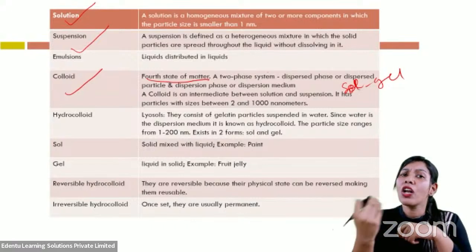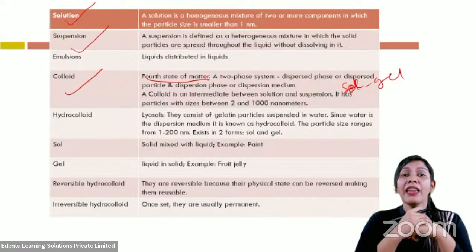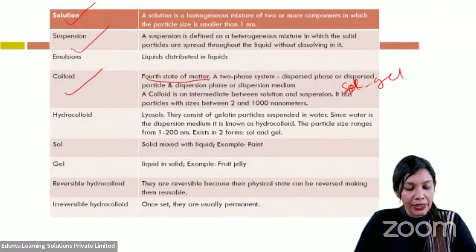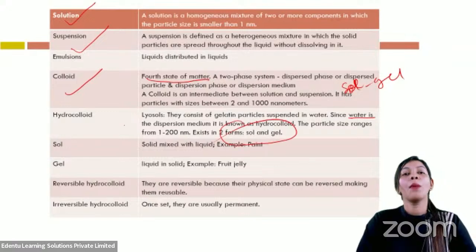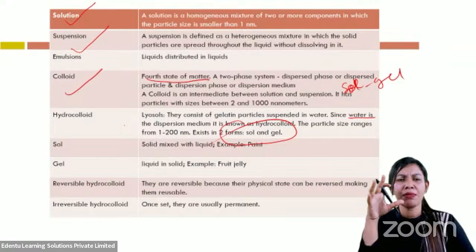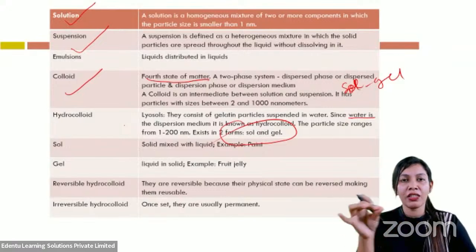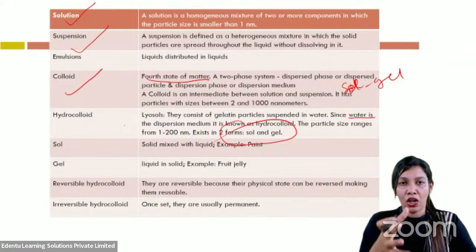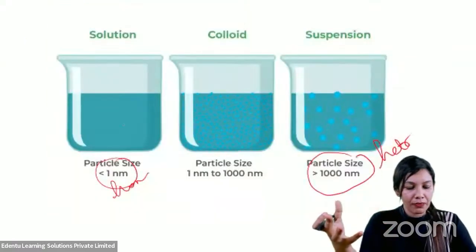What is a hydrocolloid? When there is water in a colloid, along with the colloid, it is called a hydrocolloid, right? Hydrocolloids are those colloids where water is the dispersion phase, and they normally have 2 important forms, sol form and gel form, right? So these are the important terms: solution, suspension, emulsion, hydrocolloids, colloids. Hydrocolloids have 2 types, sol and gel form.